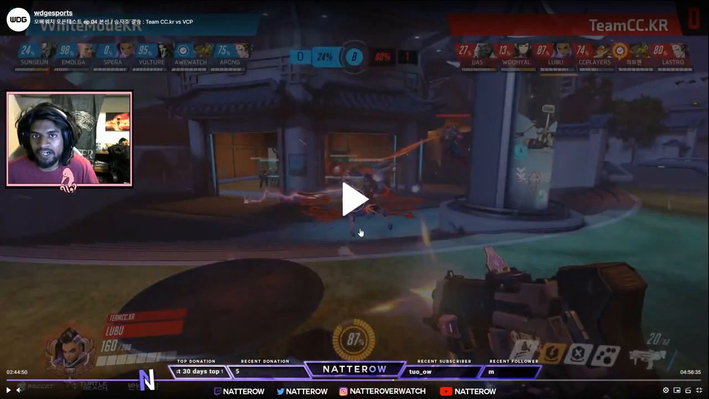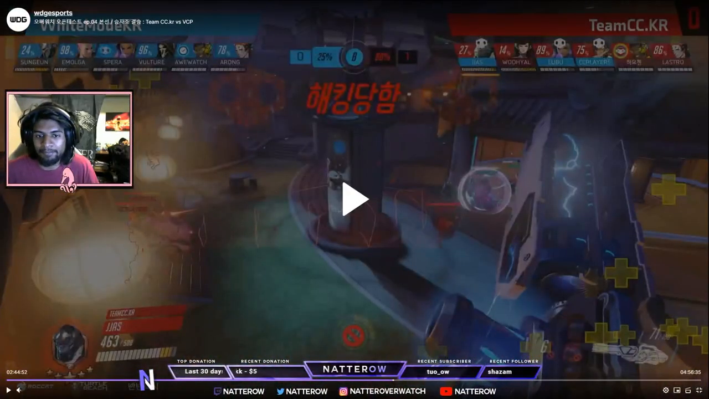Now here, Spare decides to EMP first, right? What I want to point out is as soon as this EMP happens, the people who get EMP'd are the Winston, the Sombra, and the Tracer. The Winston is able to jump out, right? So he jumps out. The D.Va is able to DM and live, right? I believe that's Lastro, I'm not fully sure. He's able to fade out. They then have beat, right?